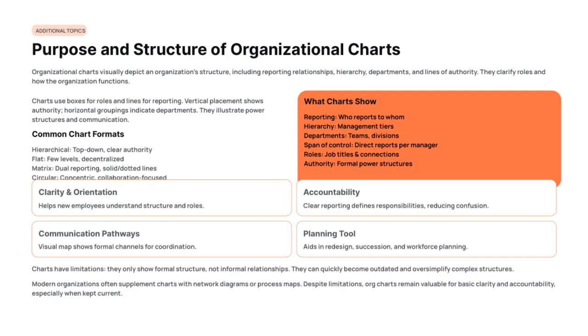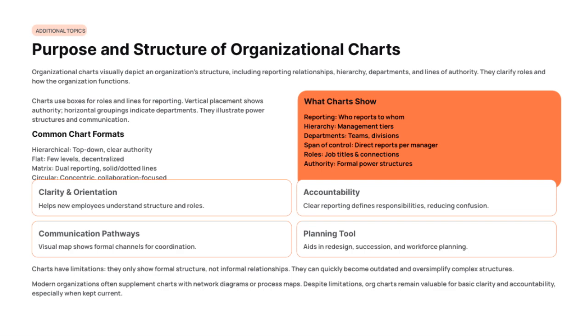They also illustrate the span of control, that is, how many direct reports a manager has, along with roles, authority, and formal power structures. In terms of what these charts typically show, they often depict a hierarchical structure with a top-down view, emphasizing clear authority lines. Some organizations prefer a flat chart with few levels, promoting decentralization. Others might use a matrix format, illustrating dual reporting relationships with solid and dotted lines.